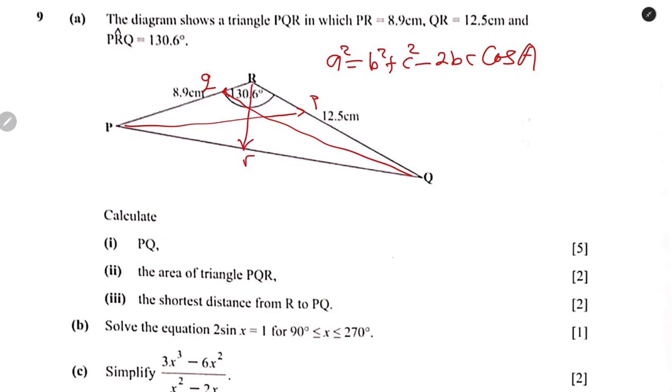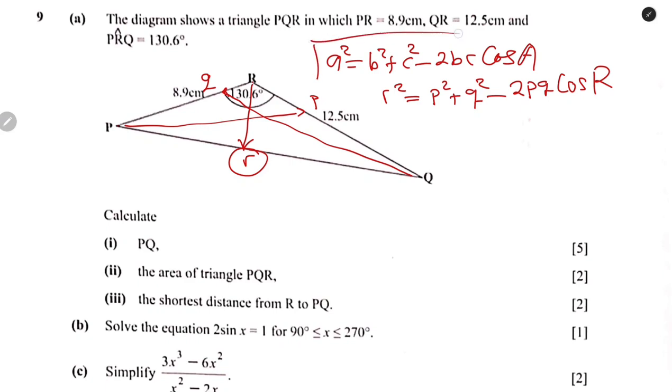Now the part PQ. PQ is just the same as r. So to write cosine rule in relation to the question we are given, it is going to be r square equal to p square plus q square minus 2pq cos, what is the angle? Angle R, which is cos R. So this is the one that we are going to use. This is the general one that you need to know.